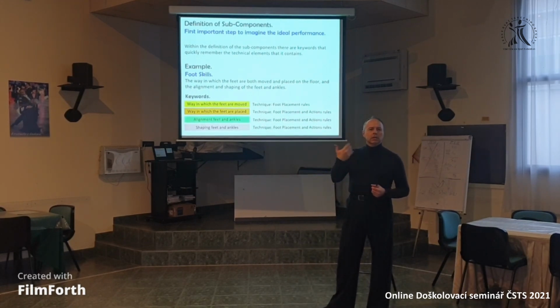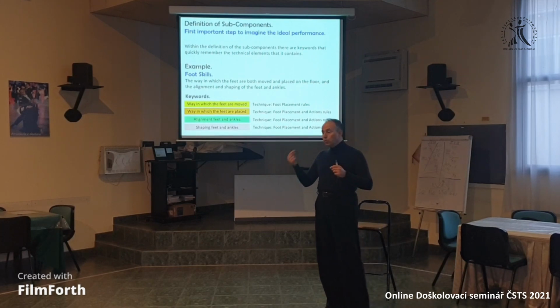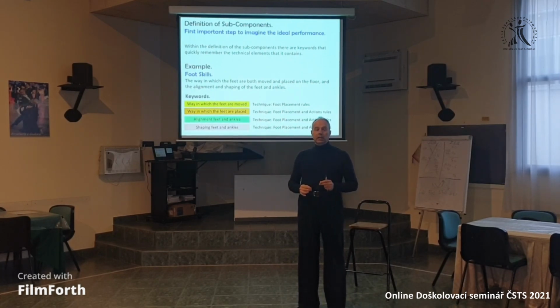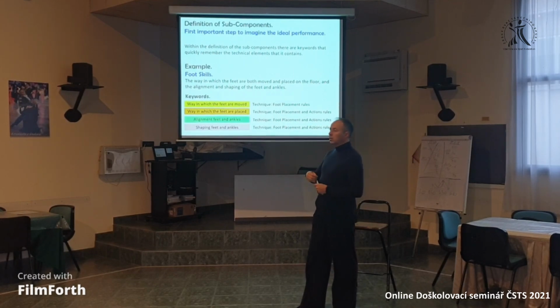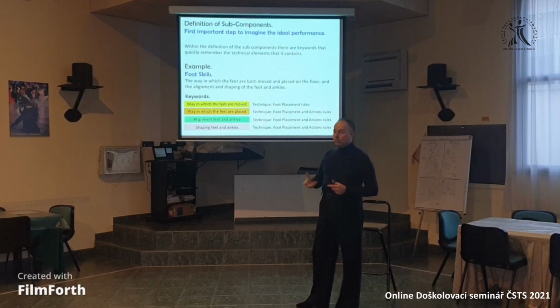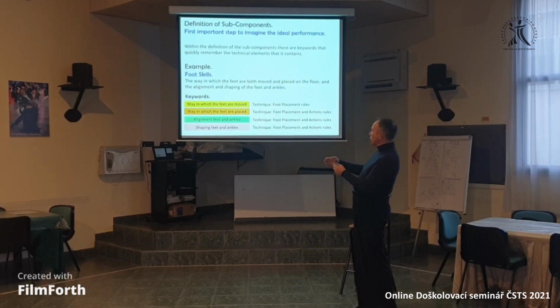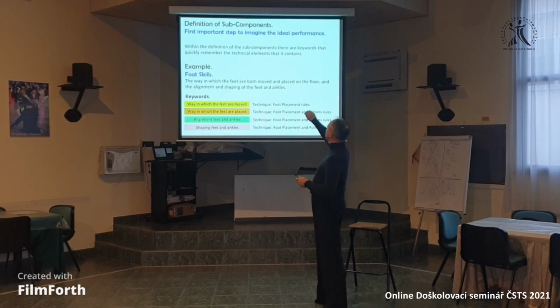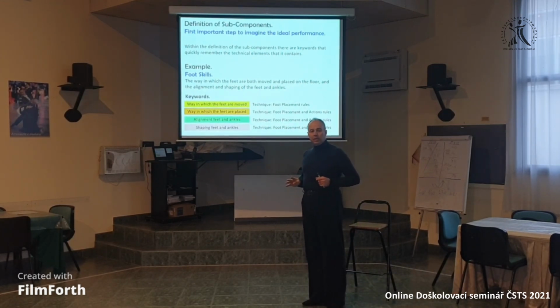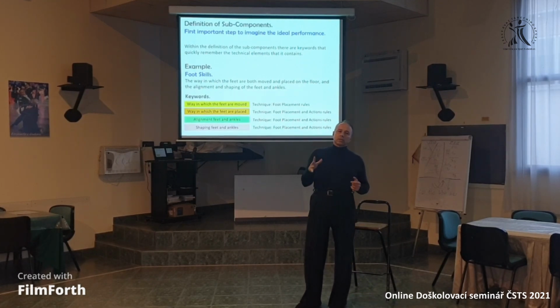This example is about the foot skill. If you go in the judging parameters manual, you will find, before all the quality index, the description, the definition of this subcomponent, inside the technical quality section. The description for the foot skill is: the way in which the feet are both moved and placed on the floor, and the alignment and shaping of the feet and ankles. So here we have practically 4 keywords.